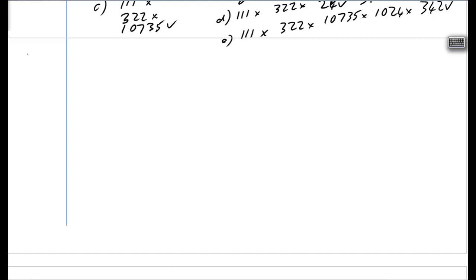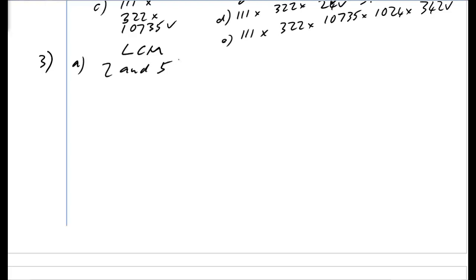Now, number 3. So let's put 3 in the column. Number 3, it says find the lowest common multiple. LCM stands for lowest common multiple of 2 and 5. So what we do, we just write the numbers. Let's write the number 2 and the number 5 underneath. And next to those, let's write the multiples of 2.